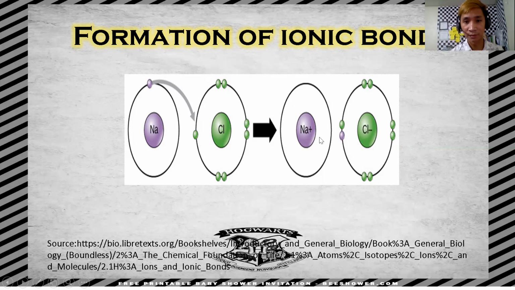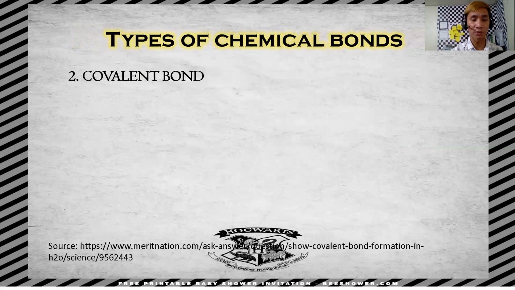So yan, transfer lang yung electrons na galing kay sodium papunta kay chlorine. That is an ionic bond. So we form an ionic compound.